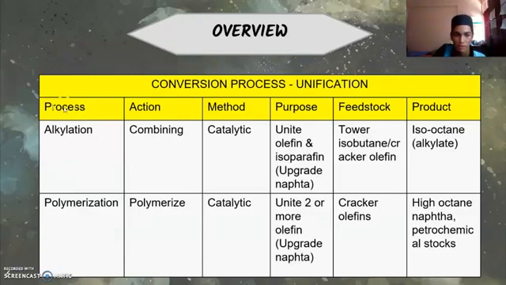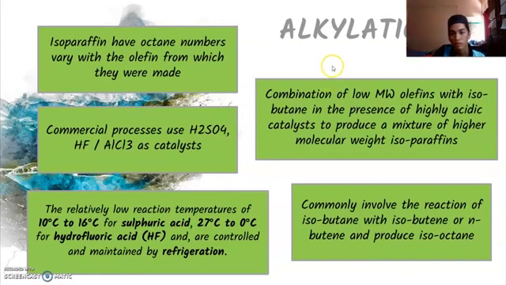First, you can see the process, the action involved in this process, and the method used, the purpose of the two processes, the feedstock used, and the product of the process. So let's start with alkylation.